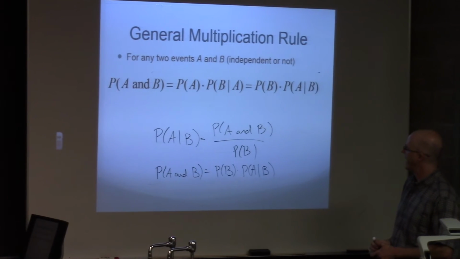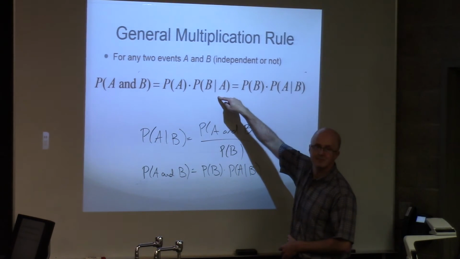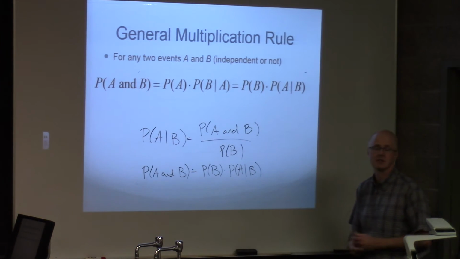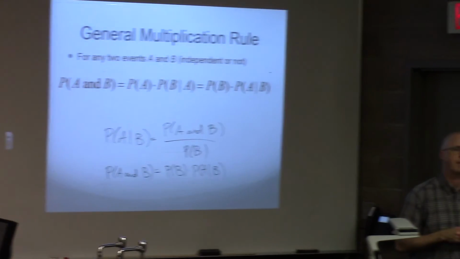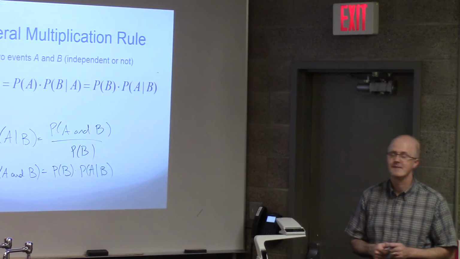You can also switch around the roles of A and B and write the answer that way. These both give you the same answer. This works no matter whether your events are independent or not. It's a general multiplication rule.